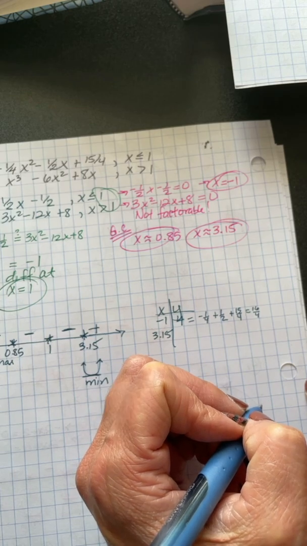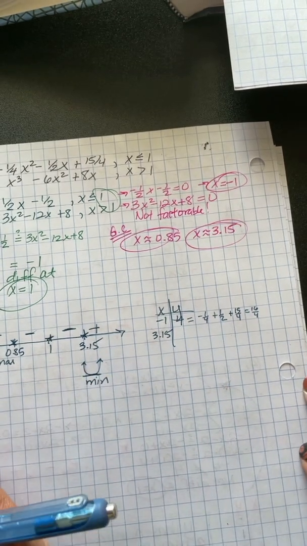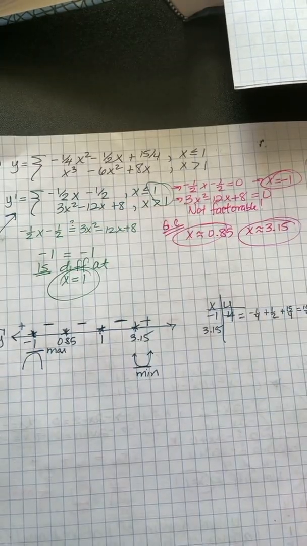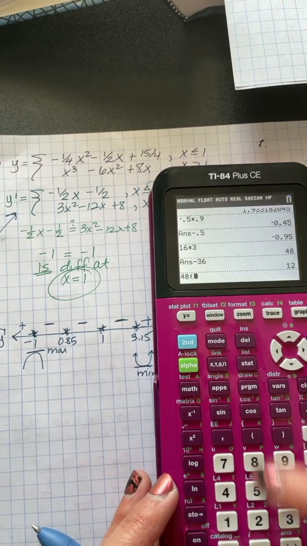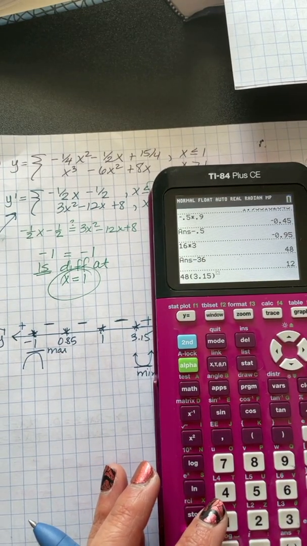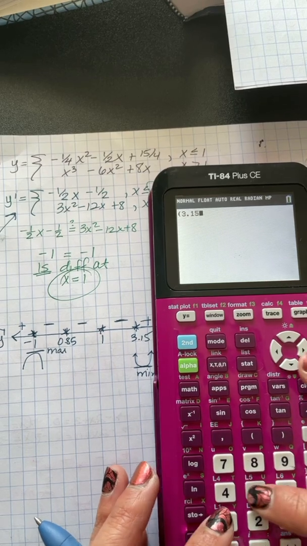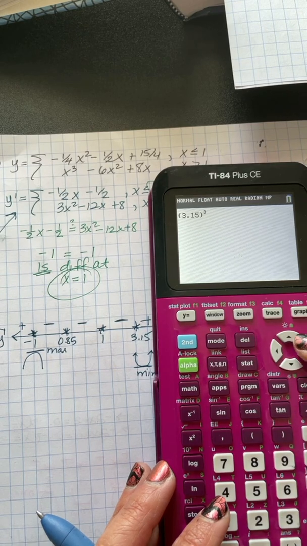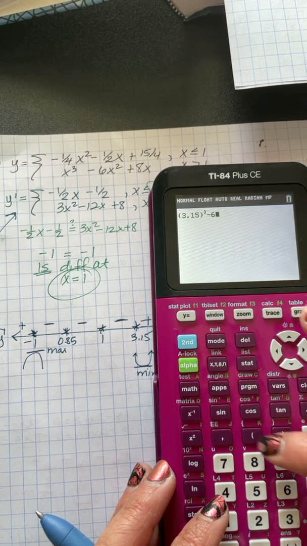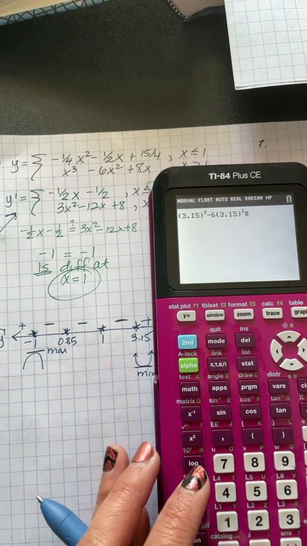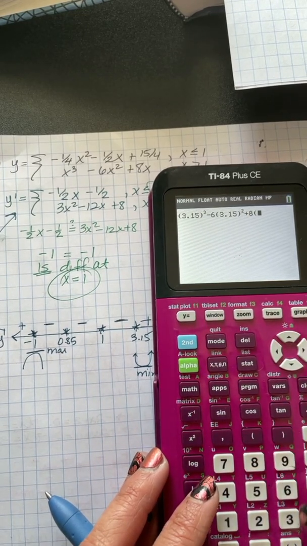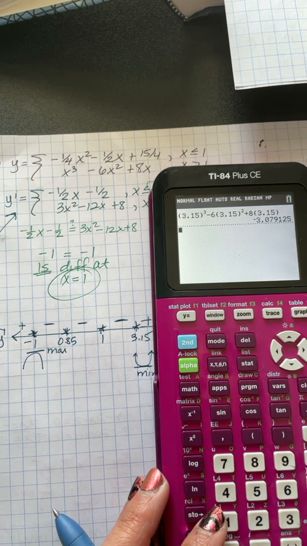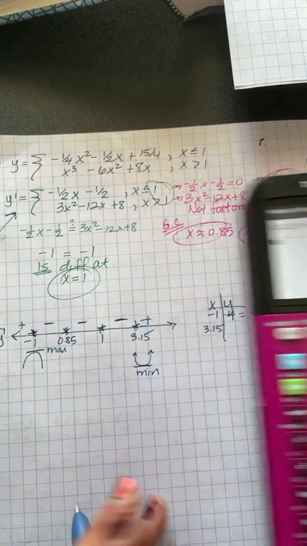Okay. All right, and then for this one, 3.15, I'm going to use my calculator for that. 3.15 fits in the interval x greater than 1. So I'm just going to type in 3.15 cubed minus 6 times 3.15 squared plus 8 times 3.15. And I get negative 3.08.